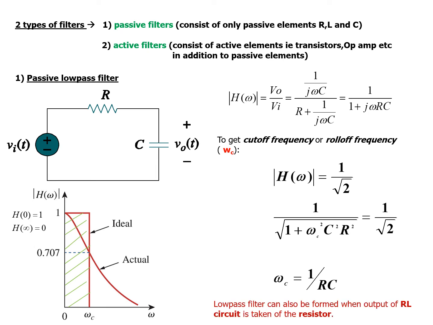A low-pass filter can also be formed when the output of an RL circuit is taken off the resistor. That means the output V out is measured across the resistor.